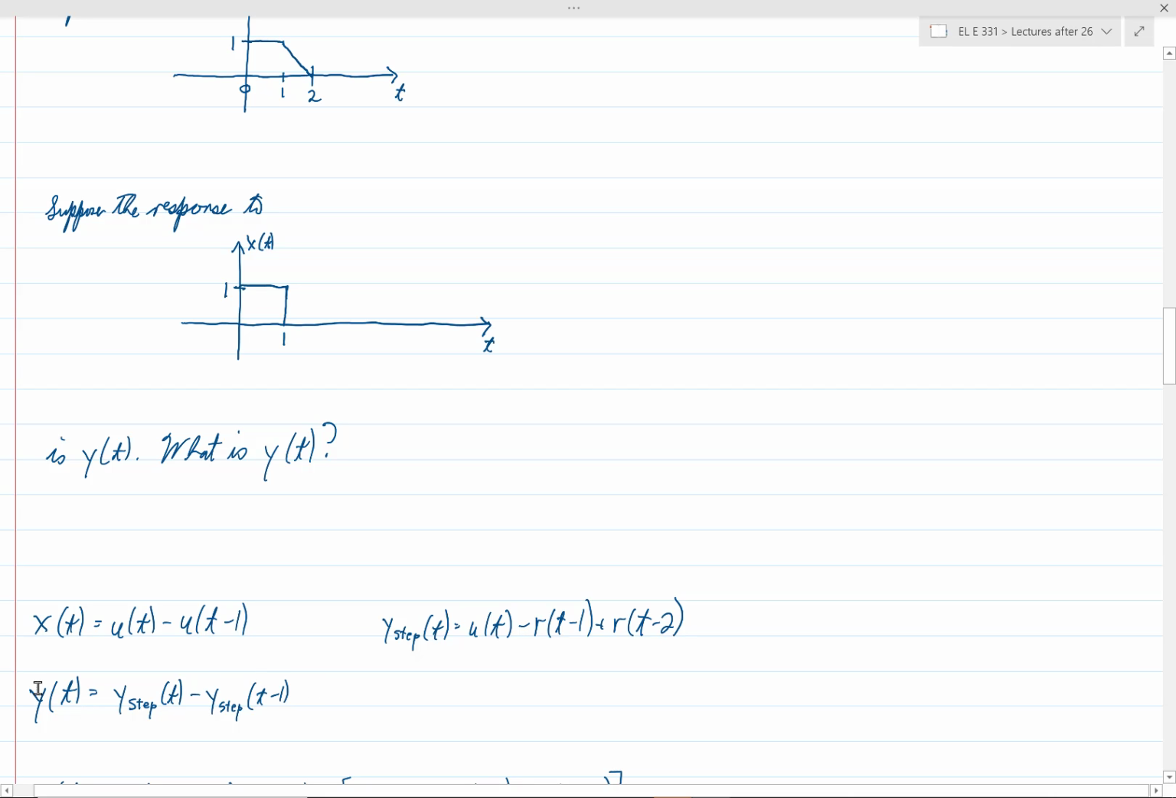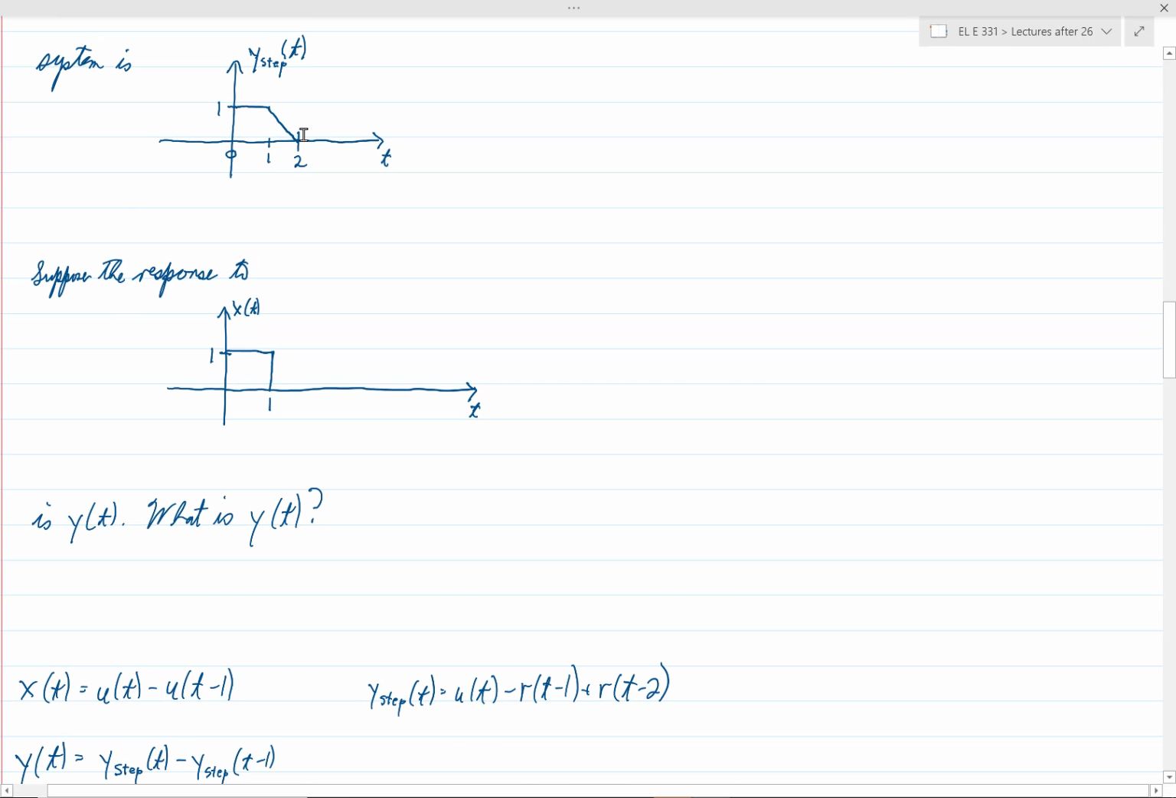Okay, so this is a formula for y of t in terms of y step of t. But now we need to find out, well, what is y step of t exactly? Here's the picture for y step of t. When we put that in terms of a formula, going from left to right, we jump up at 0, so that's u of t. And then we start to slope down at t equals 1, and the amount of slope is -1. So that's where we get minus r of t minus 1. And then it flattens out at t equals 2. And so that's where we get the plus r of t minus 2.